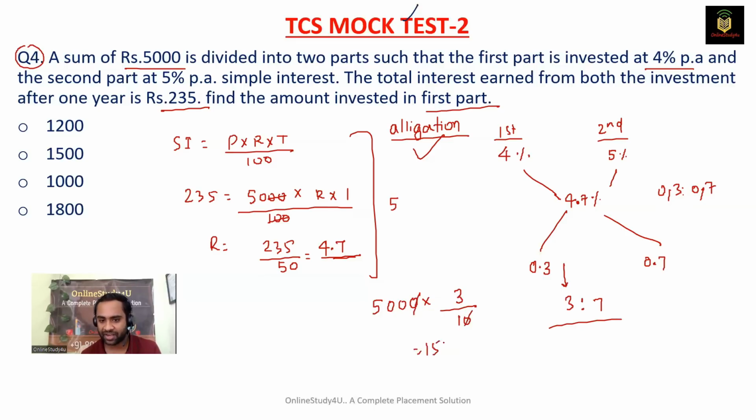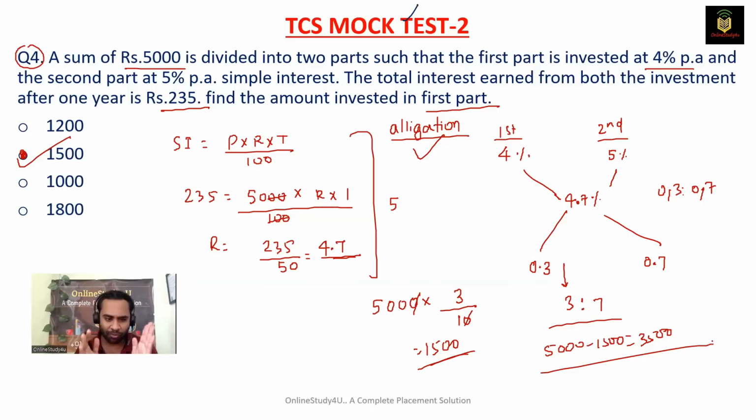1010 cancels, it is 1500 rupees. So in the first part 1500 rupees was invested, and in the second part 5000 minus 1500, that is nothing but 3500 was invested. I hope this question is clear.